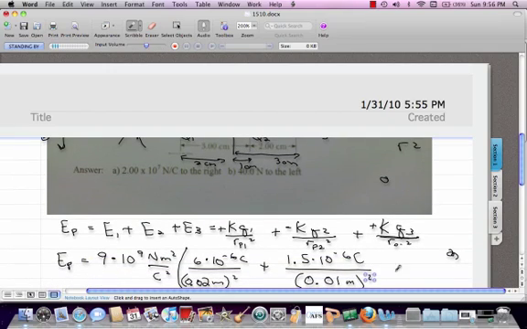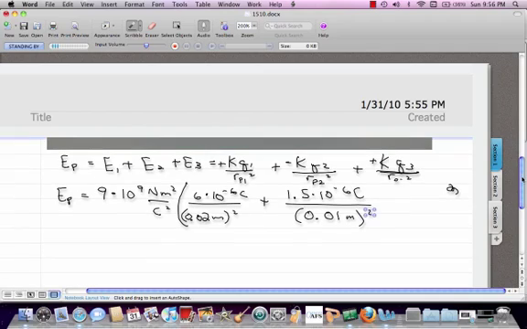here. And then last but not least, I'm going to have plus 2 times 10 to the minus 6 coulombs over 0.03, and that's meters squared. Okay, so when I solve this, and remember this is a positive, this is a negative, and this is a positive.